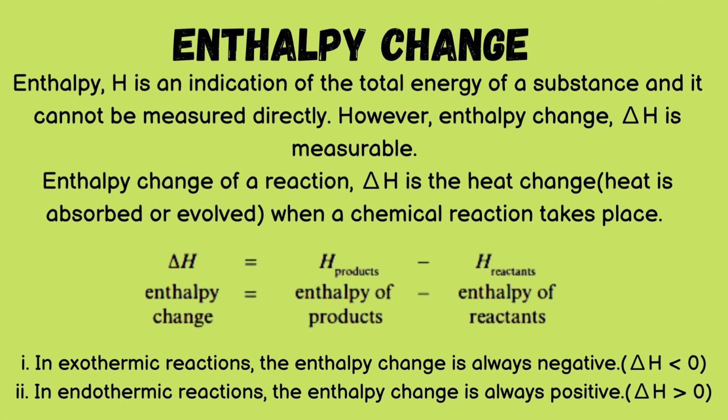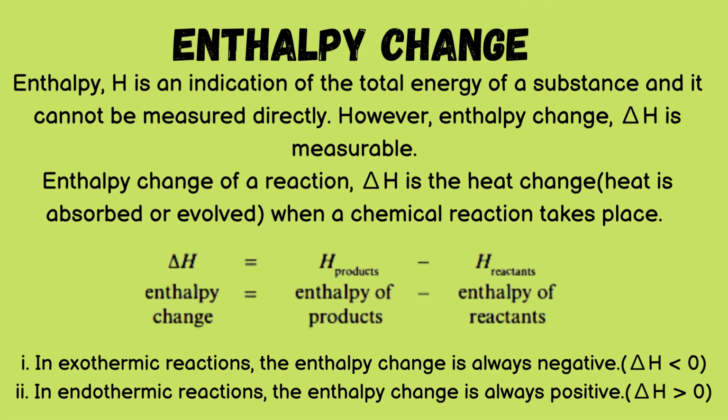Enthalpy change. Enthalpy, denoted by H, is an indication of the total energy of a substance, and it cannot be measured directly. However, enthalpy change ΔH is measurable. Enthalpy change of a reaction ΔH is a heat change. Heat change can be heat absorption or heat evolution when a chemical reaction takes place. ΔH, enthalpy change, equals enthalpy of products minus enthalpy of reactants.